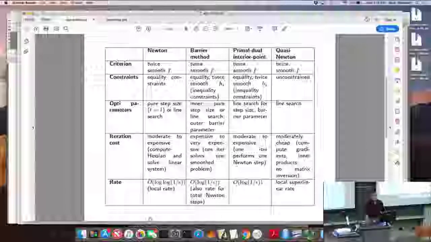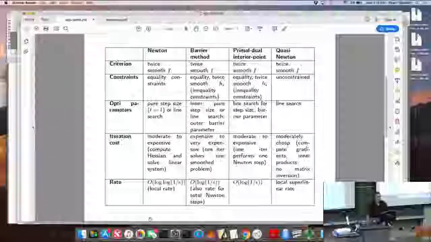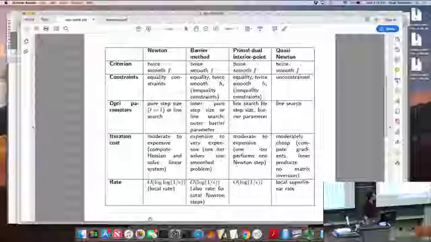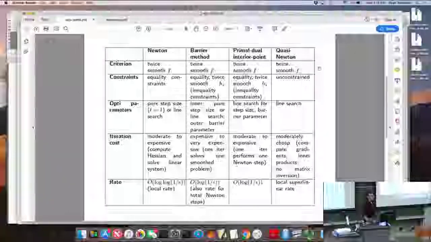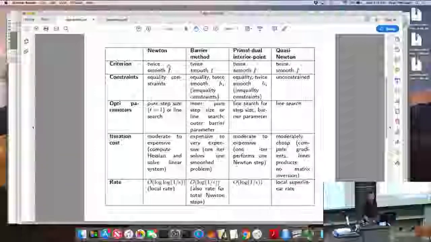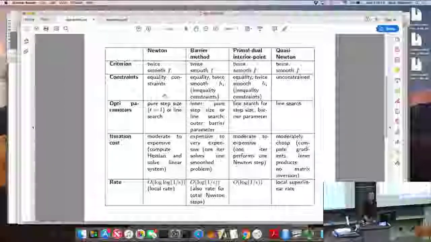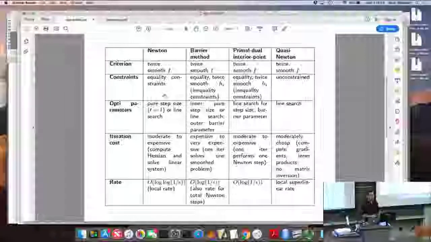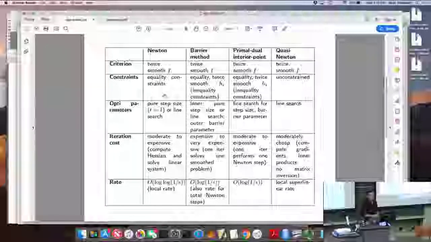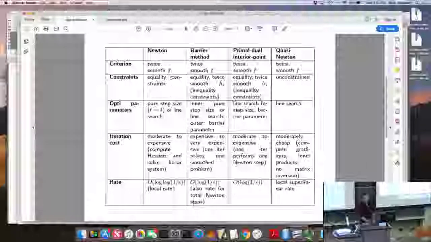Okay, here are our second order methods we talked about. Newton, barrier method, primal dual interior point method, and quasi-Newton. There's also proximal Newton, which I think I'll put in the next slide, but I put these 4 here. Each of these assume that the criterion function has 2 derivatives, so we can compute its Hessian. That's the assumption. What kind of constraints can we deal with? In Newton's method, we can deal with equality constraints, right? That just changes the Newton step.